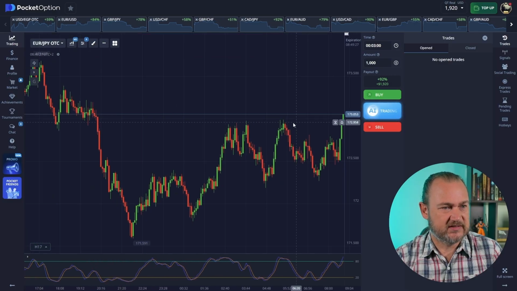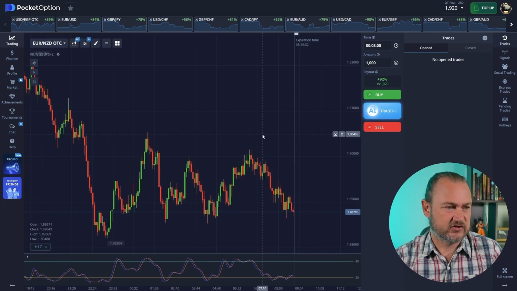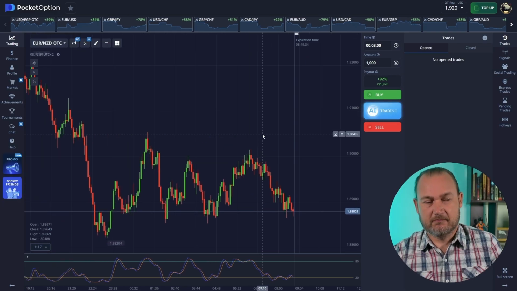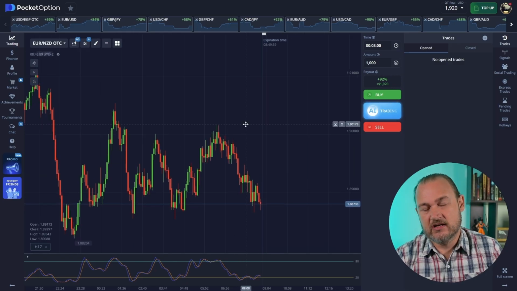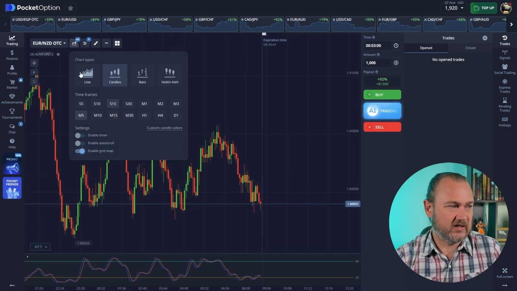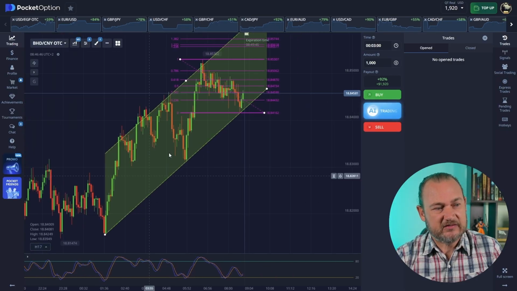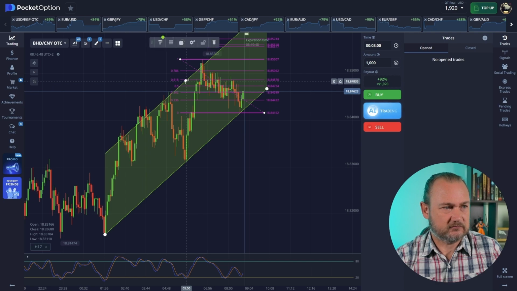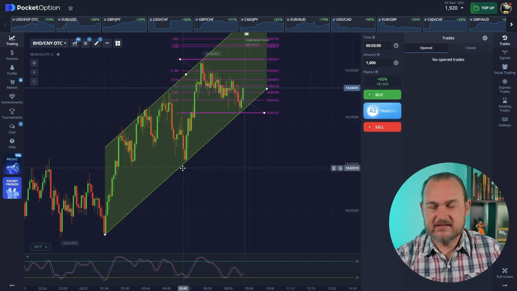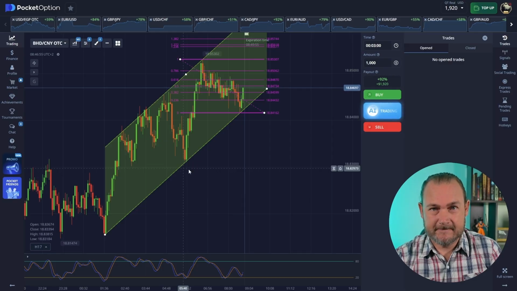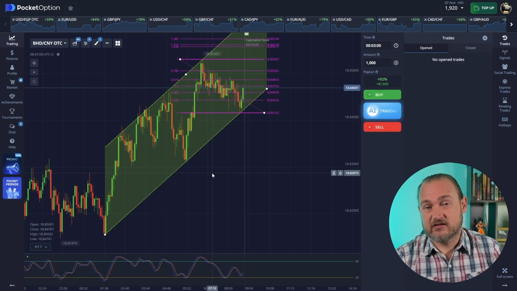What we want to do now is see if we can find another asset that's been running in a channel. We're looking specifically at channels today, but you can use support and resistance areas as well. Remember, the channels that we draw, I'm just going back to that asset because I've already got stuff drawn in there. So the channels we draw like this is just support and resistance that's running diagonally. It works the exact same way as traditional support and resistance.